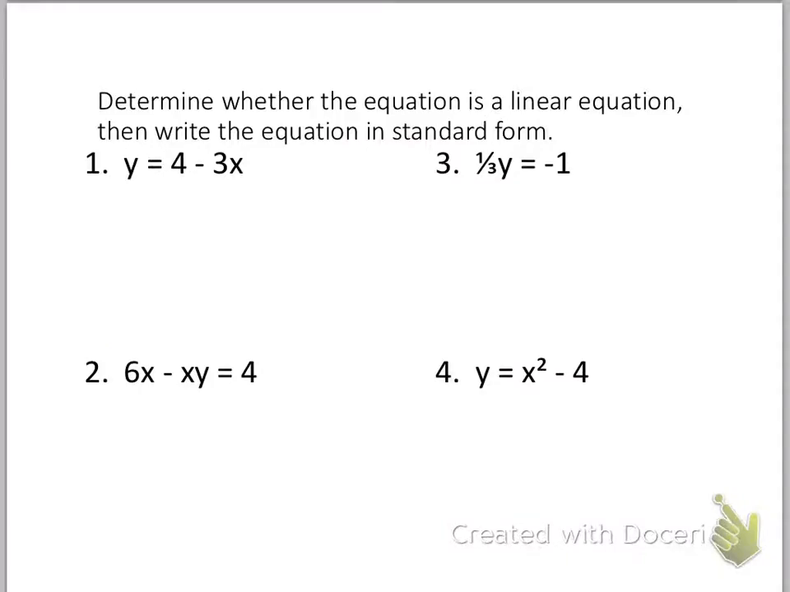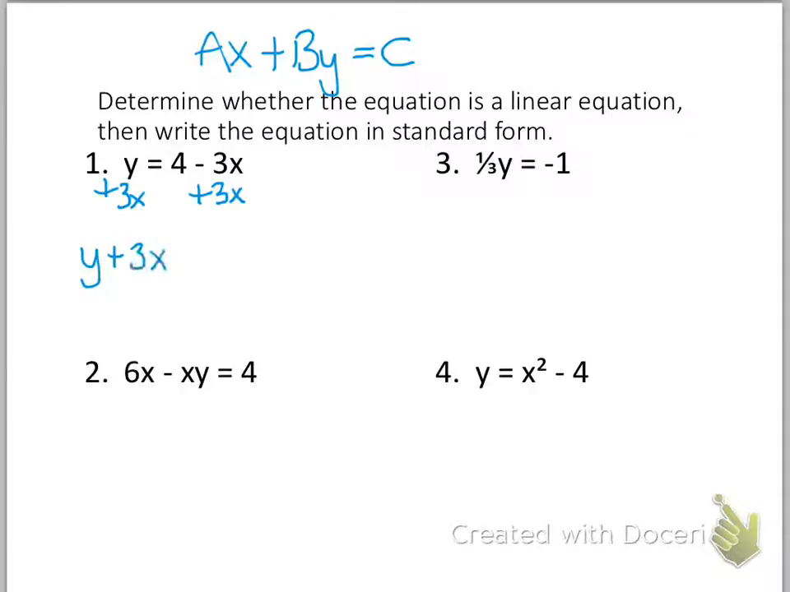Why don't we look at a few examples ourselves and try to determine? You should pause the video and try it on your own. Number 1, if I can write it in ax plus by equals c, then it is linear. So I'm going to try to do that. If I add 3x to both sides, I get y plus 3x equals 4. And then using the commutative property, I can switch those around. 3x plus y equals 4. That is ax plus by equals c. So it's linear.